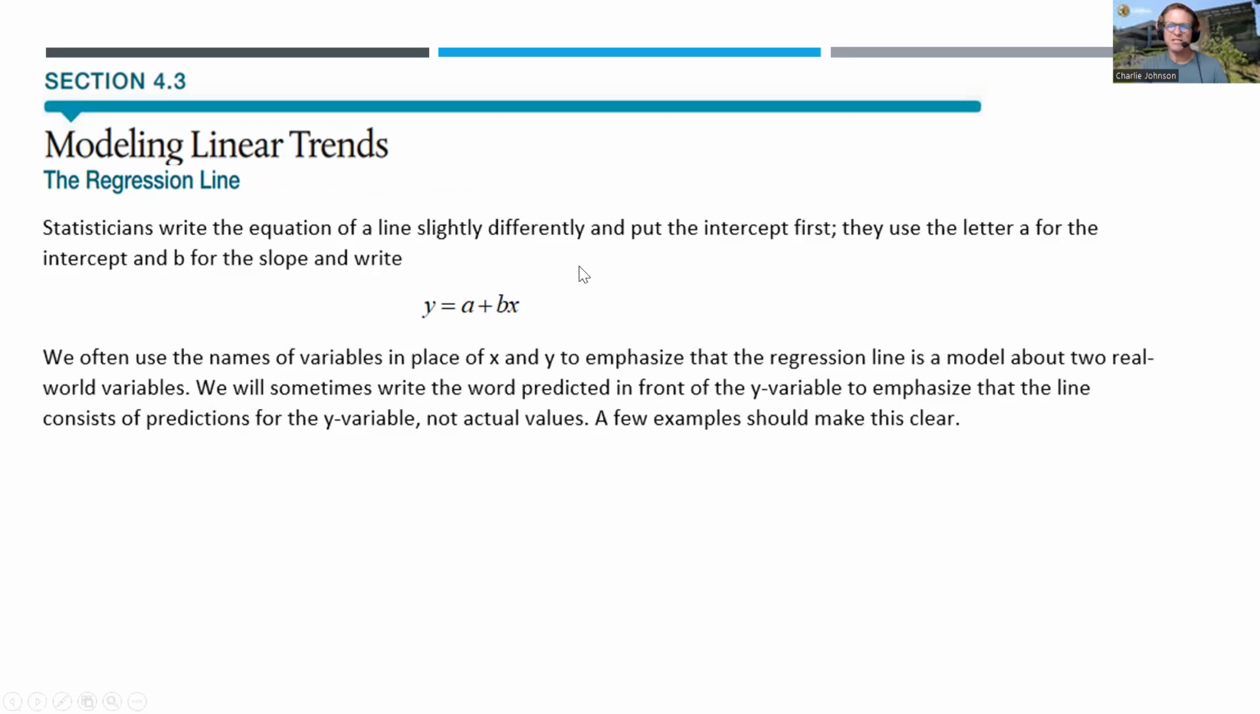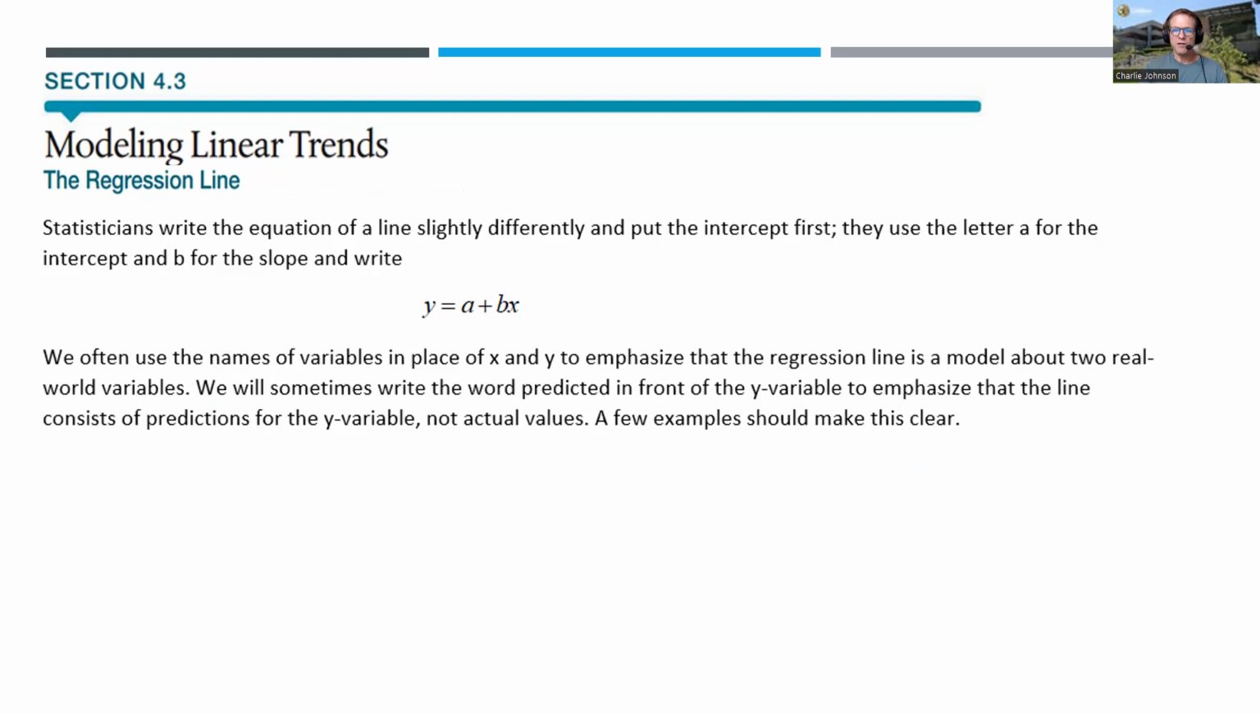However, statisticians write the equation of a line slightly differently and put the intercept first: intercept plus slope times x. They use the letter a for the intercept and b for the slope and write a plus bx. Just remember that the number in front of the x is your slope. The other one's the y-intercept.